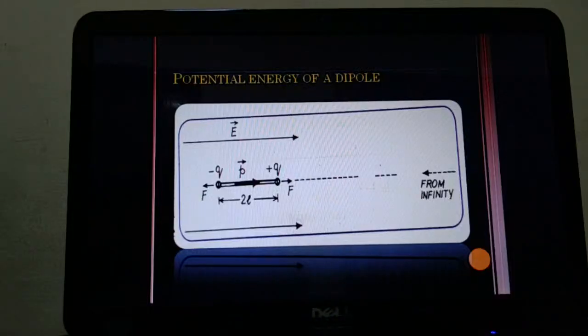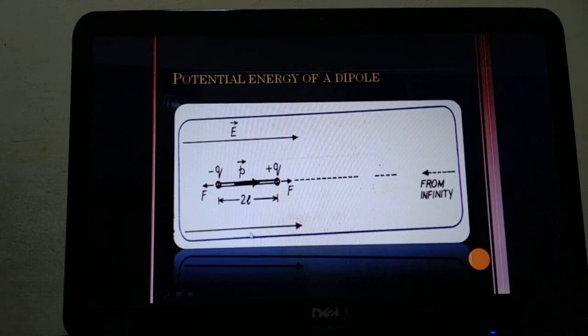So what will be the potential energy of a dipole? We have to calculate that. Okay, so we can go for the potential energy of a dipole. Suppose you are bringing this dipole of charge q and length 2L from infinity to this electric field.